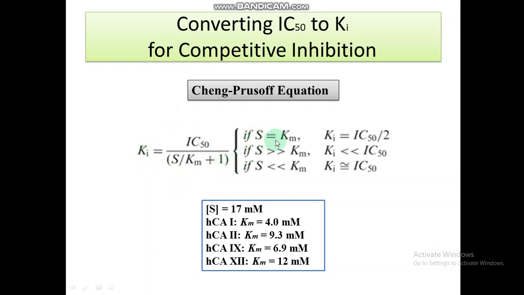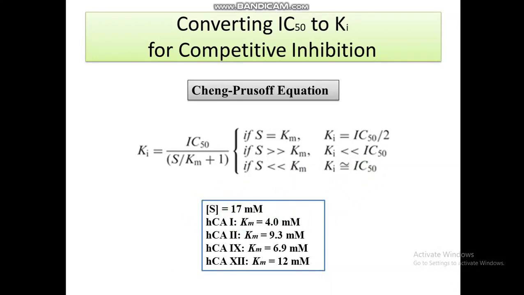If the substrate concentration is equal to the Michaelis constant, which is the substrate concentration at half of Vmax, then the inhibition constant Ki will be half of the IC50. If we have an IC50 of, let's suppose, 50 micromolar, then the inhibition constant will be 25 micromolar. If the substrate is much greater than the Km value, then Ki will be much less than the IC50 value. And if the substrate concentration is much less than Km, then the Ki value will be almost equal to the IC50 value.